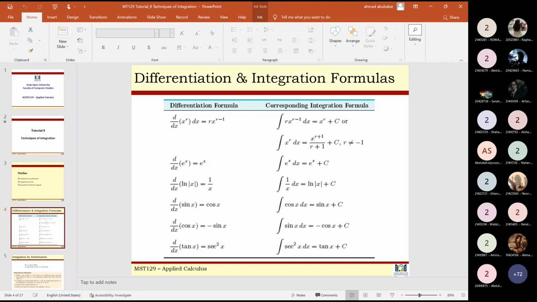We already studied more rules. This is just a short list of some rules. This is not all the rules for differentiation and integration.